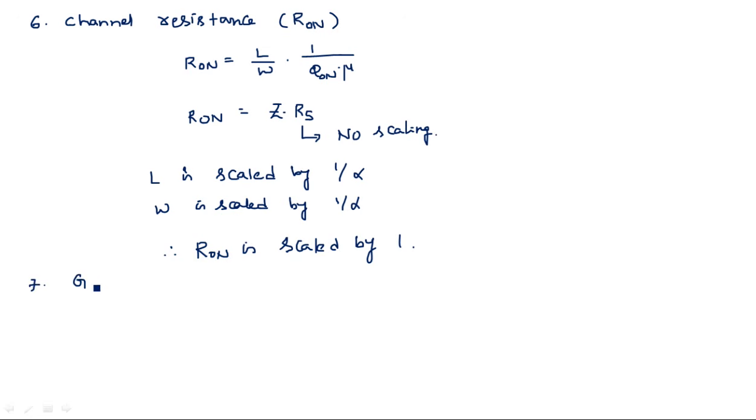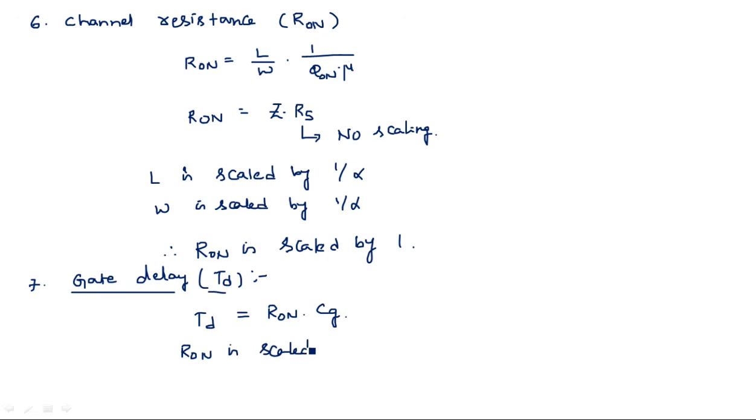Next, gate delay. Gate delay is indicated by tau d or Td. So gate delay is proportional to, we know tau d is equal to R on into Cg. We have calculated in the previous video that delay associated with any transistor is equal to multiplication of resistance and capacitance. Coming to this, R on is scaled by 1. Just now we have calculated.